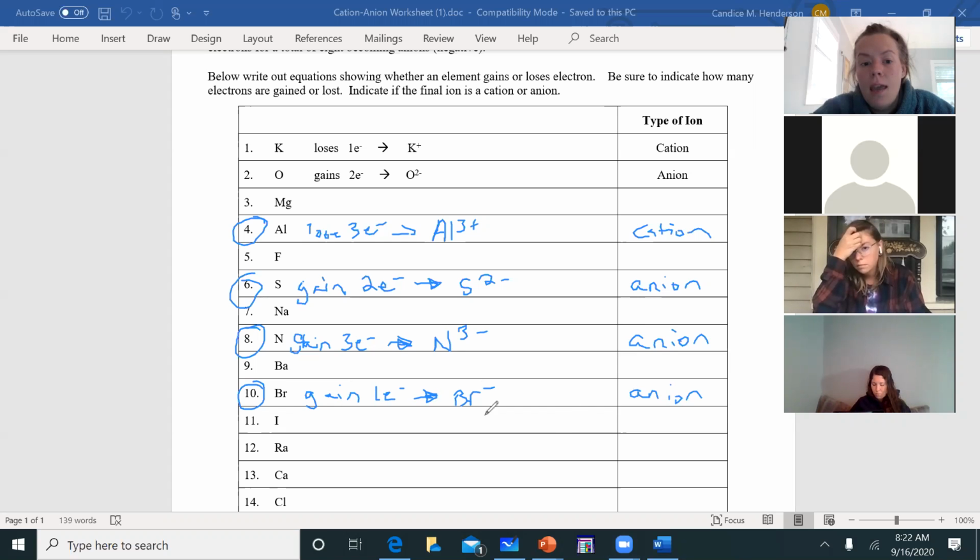If I was to give you something like iron, 26, you wouldn't be able to tell me the charge on it because it's not in our main group elements. It can have a varying amount of charges.